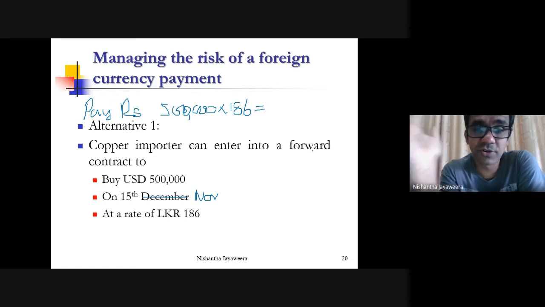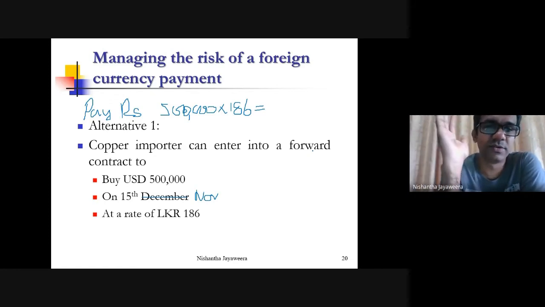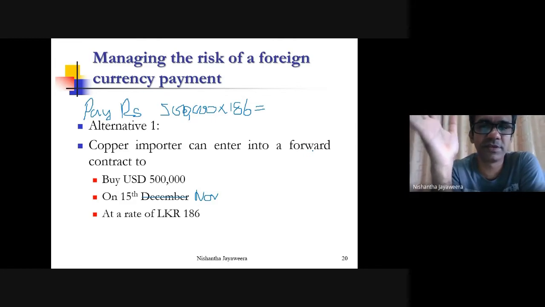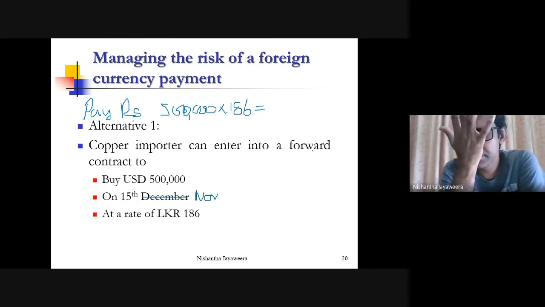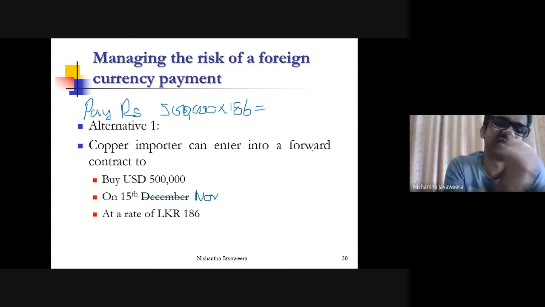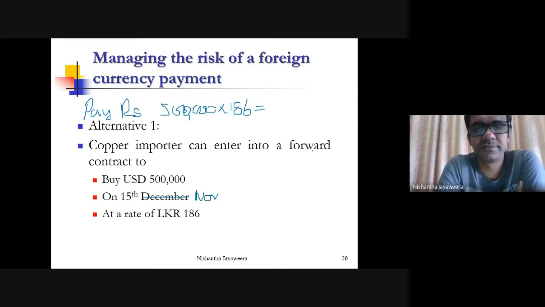What is your cash flow requirement as of 15th November? On 15th November, I have to make a payment of $500,000. For that, $500,000 into 186. That is the amount that you have to pay. It's known. Your life would become easy.